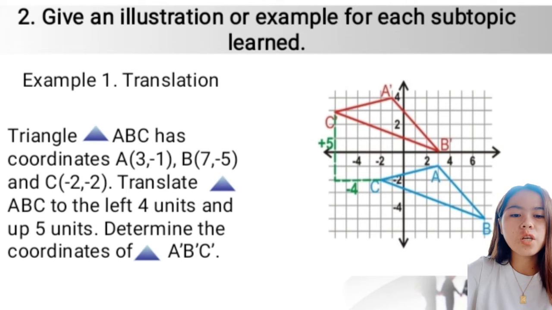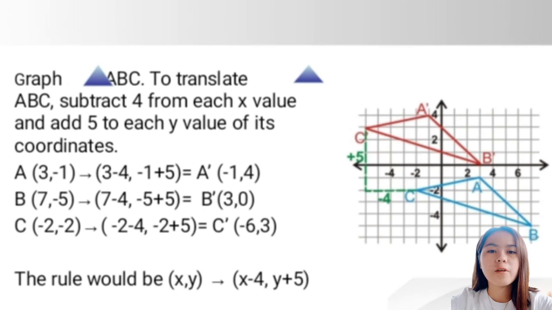Give an illustration or example for each subtopic learned. Example is translation. Triangle ABC has coordinates A positive 3 and negative 1, B is positive 7 and negative 5, and C is negative 2 and negative 2. Translate ABC to the left 4 units and up 5 units. Determine the coordinates of A', B', and C'. Graph triangle A'B'C'.